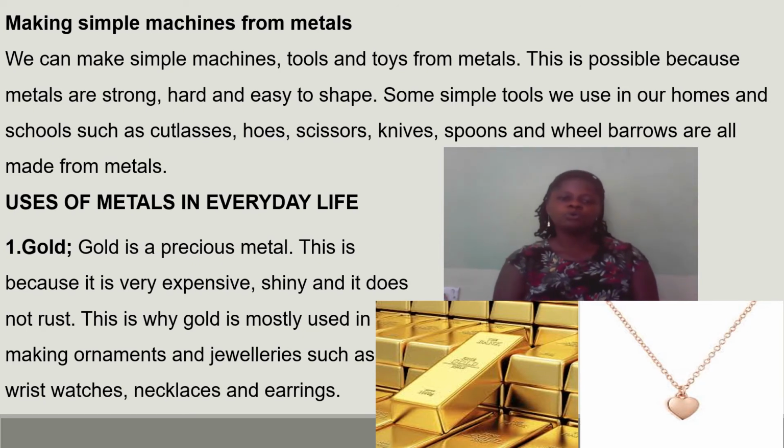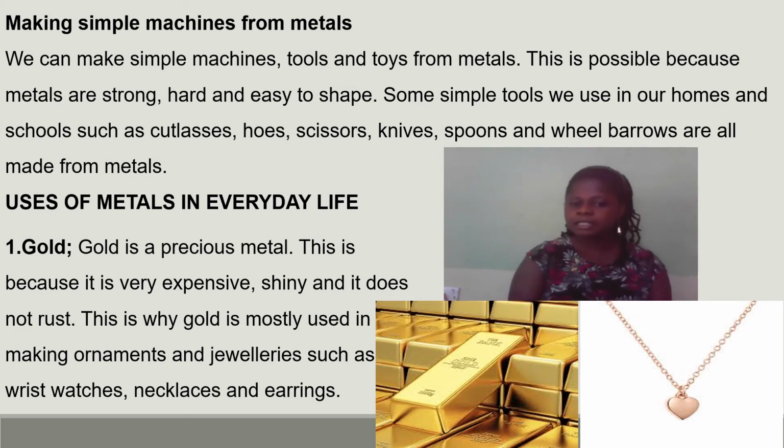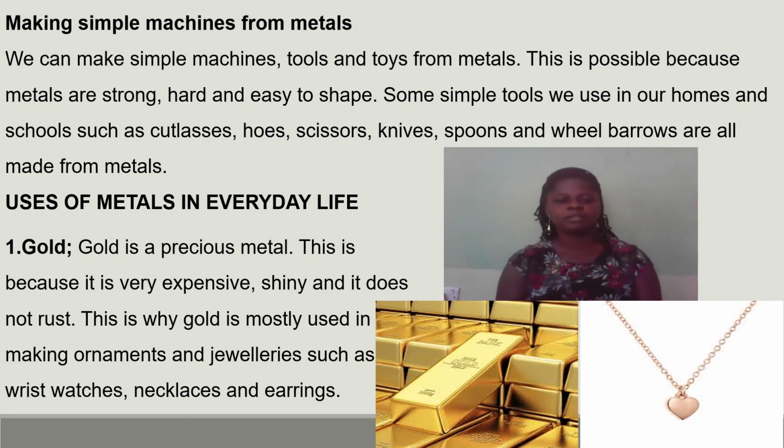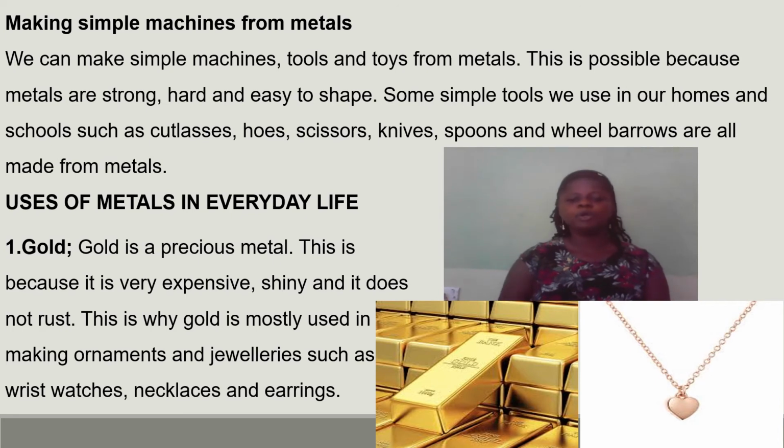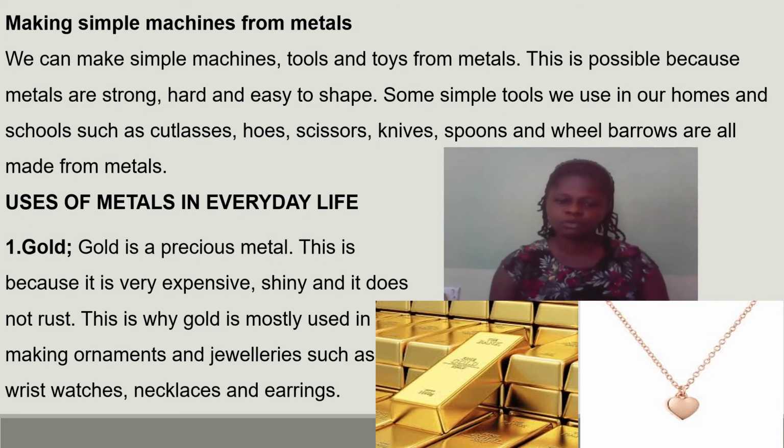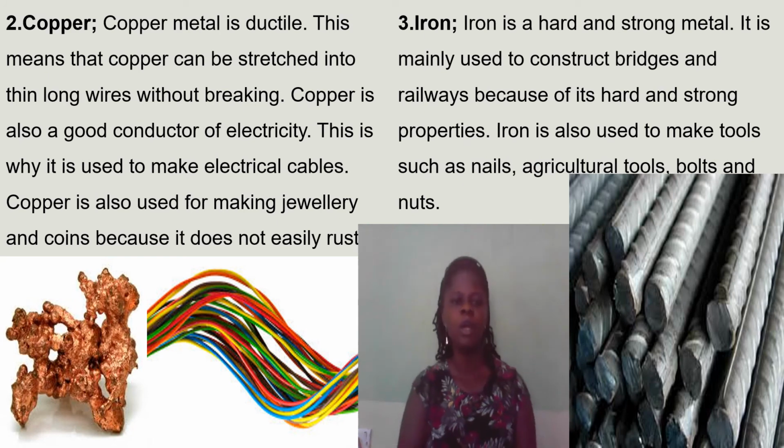Gold, for example, can be used in making things like necklaces and jewelry, because it is very expensive and shiny and it does not rust. So mostly it's used in making ornaments and jewelries because it doesn't rust, right? When you look at copper, it is a metal that is ductile.